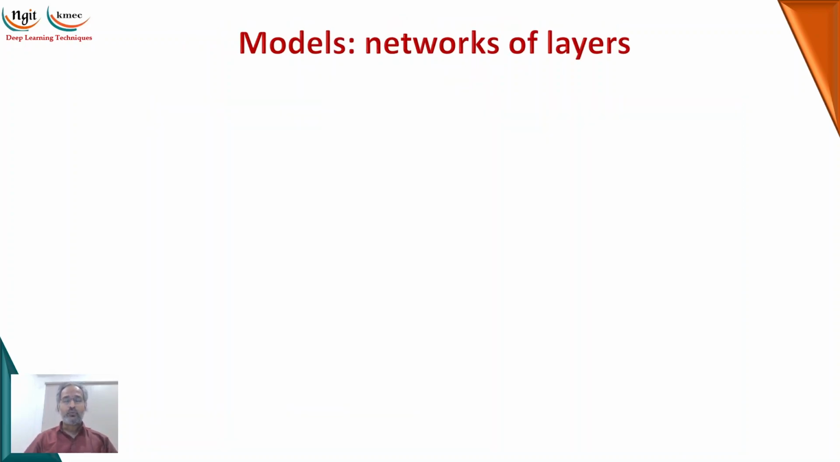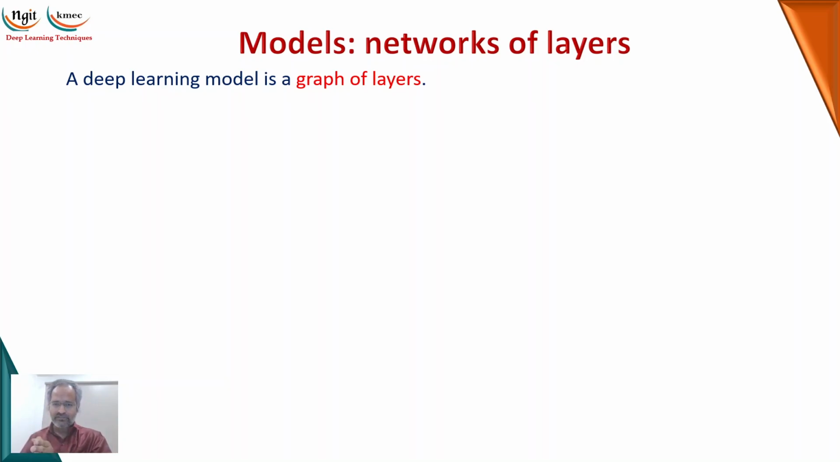Now, model. What is the model? Model means the deep learning model is the graph of layers, meaning how the layers are created and how the layers are connected, in which shape they are connected. In the previous session, we discussed the sequential model, meaning that one layer will be there, the output of that layer will be given to the input of the next layer, and then to the next layer, and so on, so that it will be in a sequential manner.